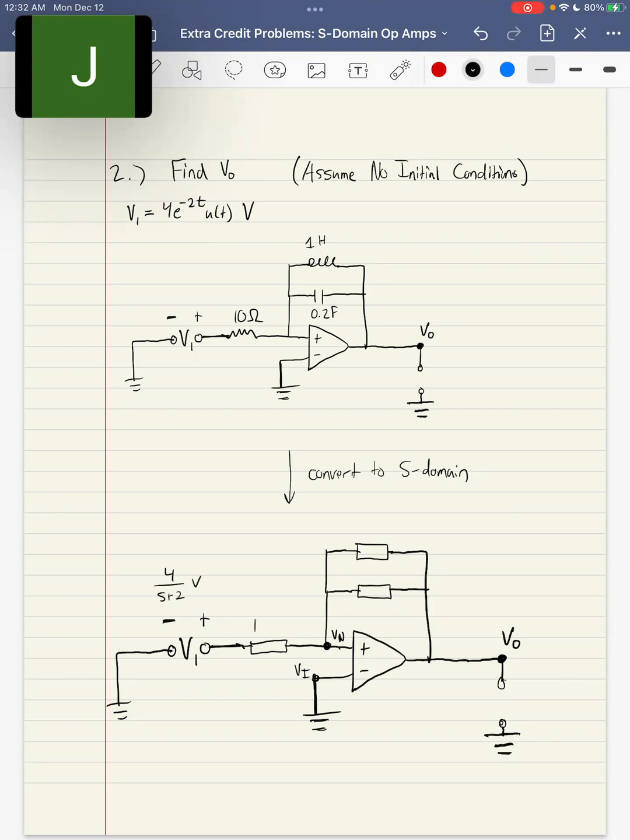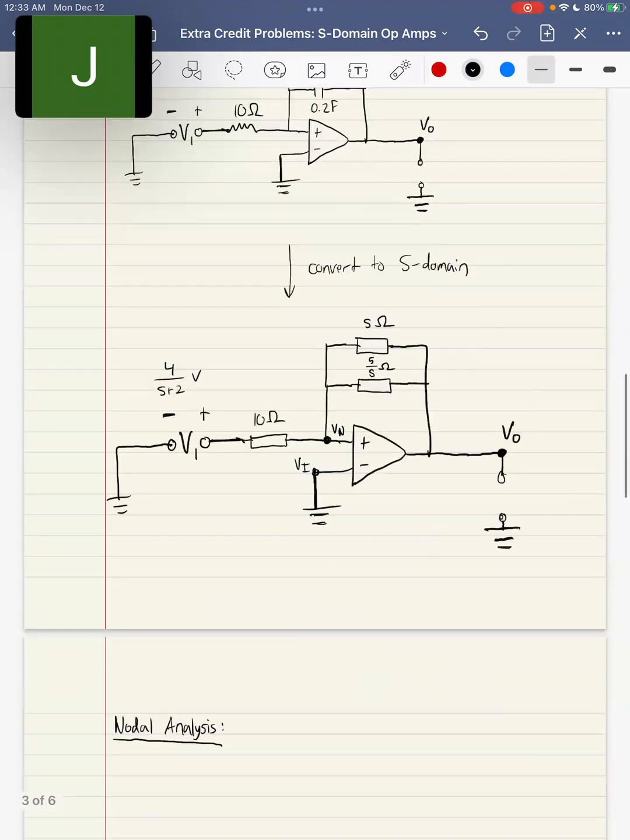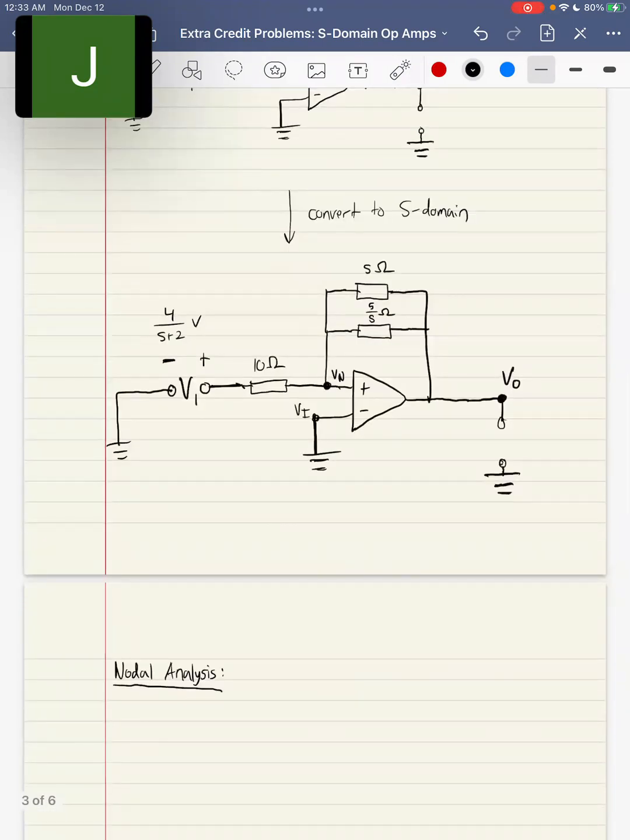The 10 ohm resistor becomes a 10 ohm impedance. The 1 Henry inductor converts to L times S, and in this case L is 1, so we just have an impedance of S. Our capacitance in the S domain is 1 over CS, which in this case translates to a 5 over S ohm impedance. Again, because this is an op amp, the input terminals must equal each other. So in this case, VN equals VI and VI equals 0.